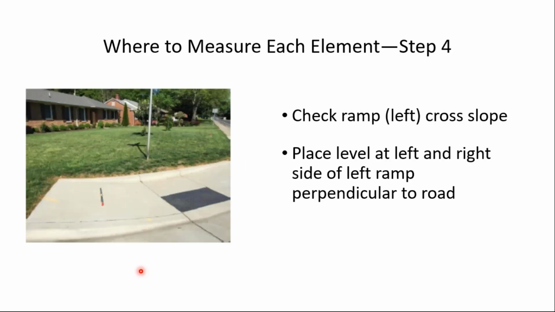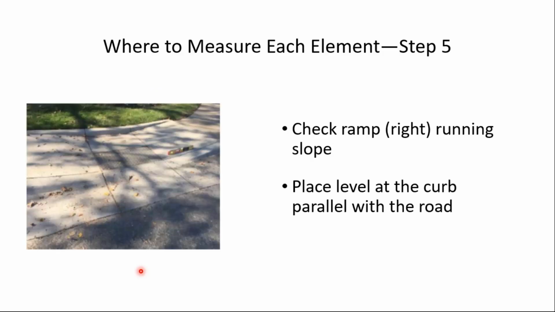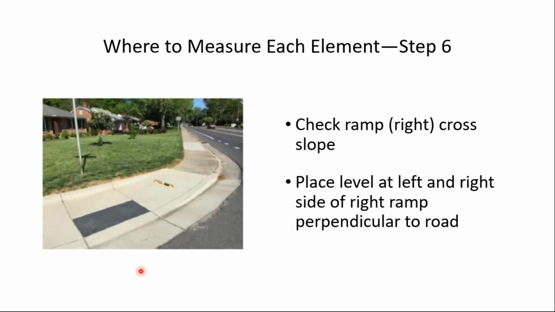Step four would be to check the ramp left cross slope. So place the level at the left and right side of the left ramp perpendicular to the road. Then step 5 would be to check the ramp right running slope. Place the level at the curb parallel with the roadway. And then step 6, check the ramp right cross slope. So place the level at the left and right side of the right ramp perpendicular to the road.